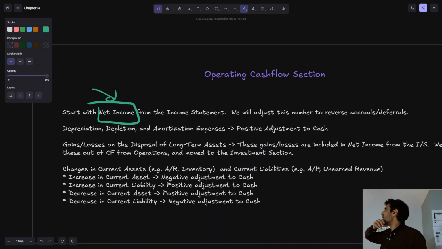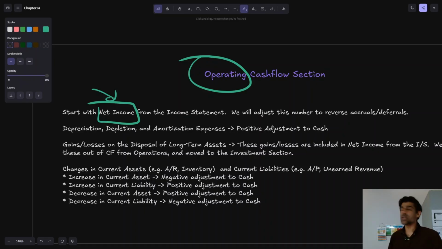And that's why it's called indirect, because you're starting with this accrual based number, which is net income, and then you're adjusting it to get to the cash flow. And again, this is only for the operating section. For the investing and the financing, we will just directly look at how much cash was spent in investing and came in through the investing and vice versa. But this indirect method is just for the operating section.